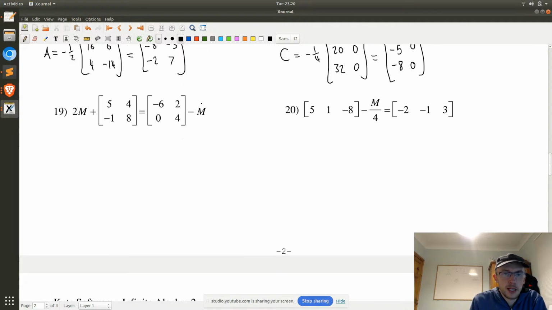Okay. Add m to both sides, so we get 3m on the left, and then m will end up being 1/3 of the matrix that we can see on the left and the matrix that we can see on the right. That one on the left, no, the one on the right, take away the one on the left. Okay. So negative 6, take away 5, negative 11. 2, take away 4, negative 2. 0, 4, take away 8, negative 4. You sure about that? Yeah, I'm sure.